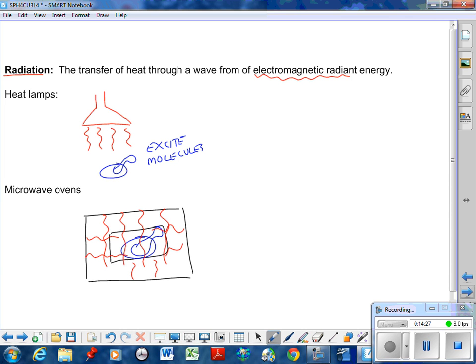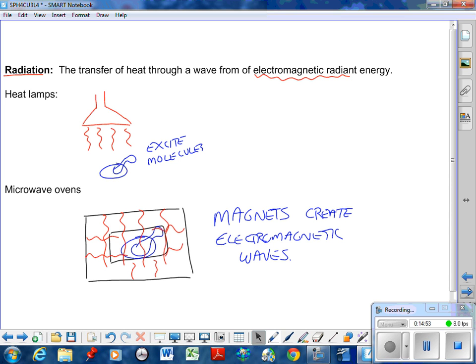And those electromagnetic waves, when they strike a solid, all right, then they excite the molecules that make up the food, and those excited molecules vibrate, therefore creating heat. So magnets create electromagnetic waves. All right, so that's kind of the theory component. The second part of the video, I got to do the lesson in two parts, will be the mathematical end of it.